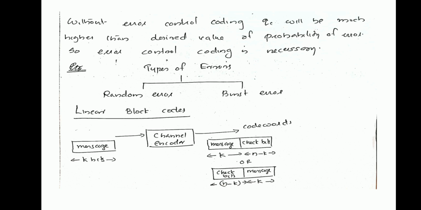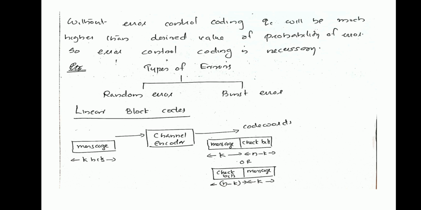We can see that the block code consists of k message bits, and there is a channel encoder that produces a code word consisting of n bits, in which k are message bits and n minus k are check bits. The message bits may be on the MSB side and the check bits on the LSB side, and sometimes the check bits are on the MSB side and the message bits on the LSB side.